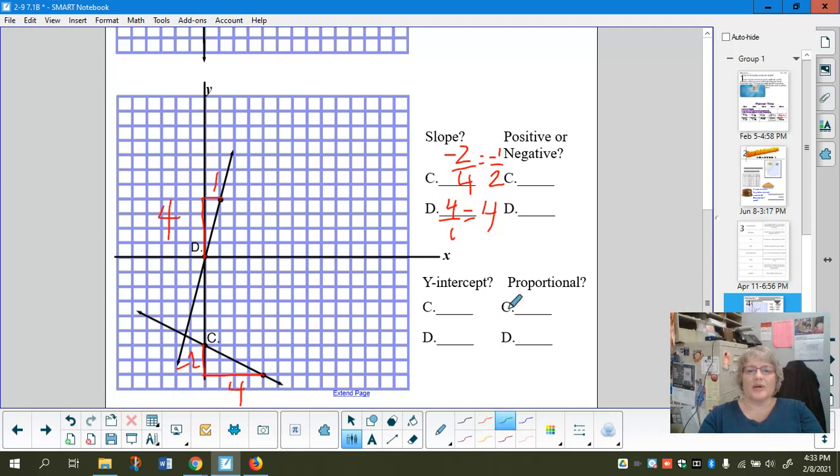So is my slope positive or negative? Well, letter C is going downhill left to right, and it's got a negative here, so that's two hints that it's negative. Letter D is going uphill left to right, and it's a positive slope. That's the hint it's positive.